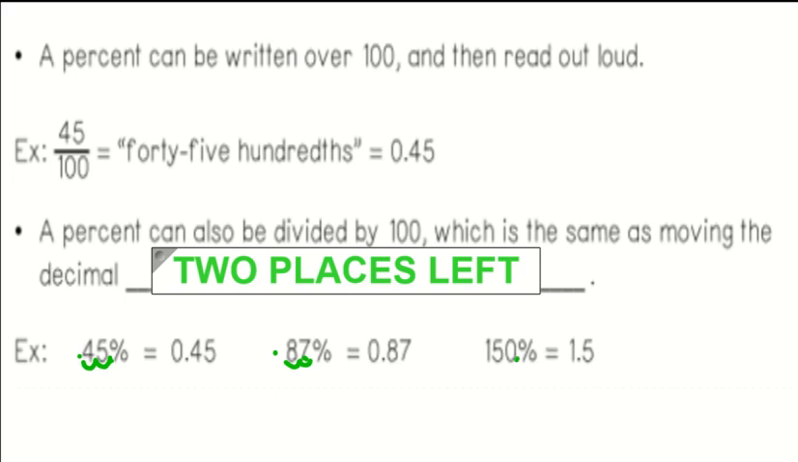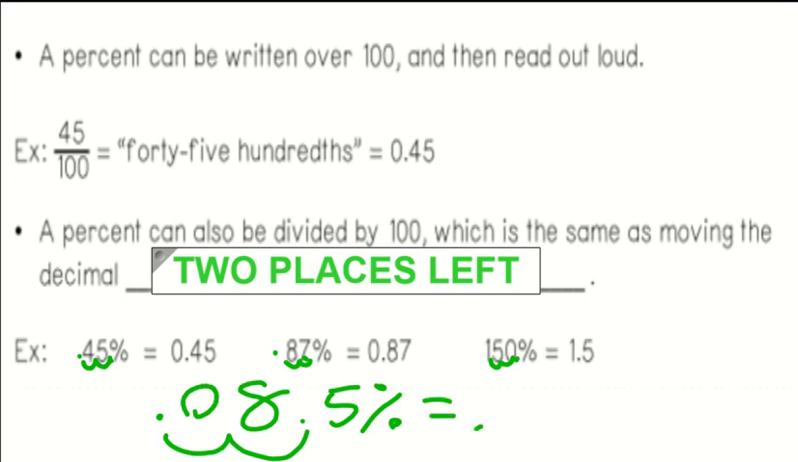It works for percentages over 100 also. We move the decimal 2 spots. In this case, we get 1.5. It also works for percentages that already have decimals. So if I had 8.5%, when I move the decimal 2 spots, decimal goes here. What happens when there's a blank then? We put a 0. So that would equal 0.085. Okay?